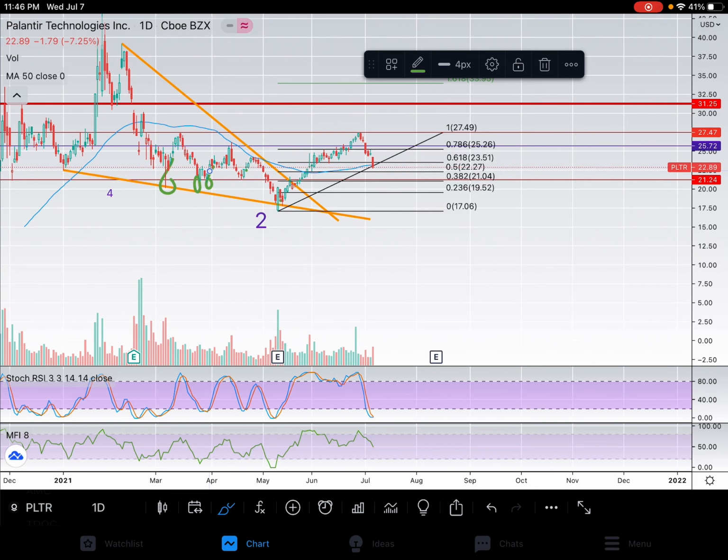So that's why I think PLTR is going to be bouncing off that level, just because it's used it as support so many times, and it's using it as a shoulder for the inverse head and shoulders.